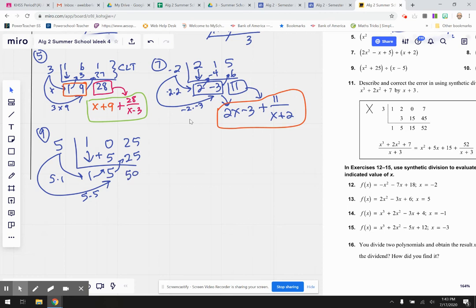So your answer is going to be x plus 5. Let's put it underneath. So it's going to be x plus 5. I got that from here because this is like 1x plus 5. And then your remainder is 50 over the x minus 5.